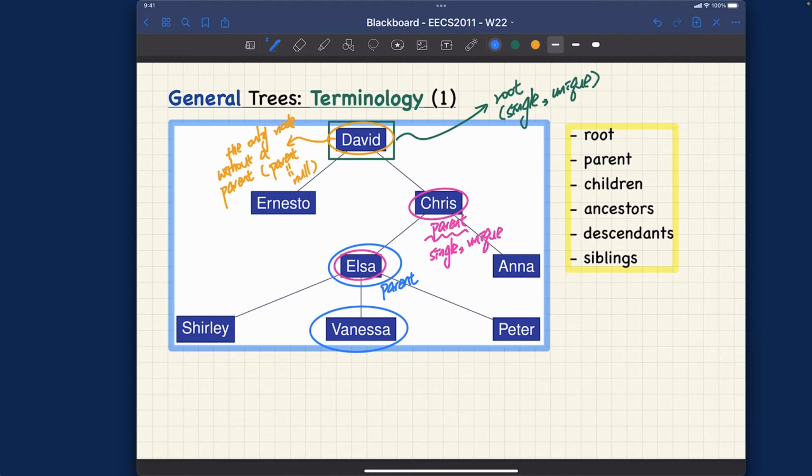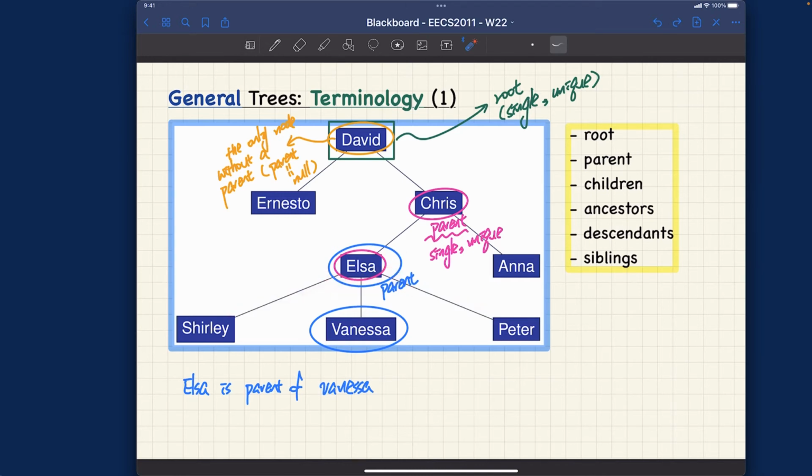Here, when we say Elsa is parent of Vanessa, of course, you can also say Elsa is the parent of Shirley, and Elsa is also the parent of Peter, because Elsa is immediately above these three nodes. And you can see exactly the line over here that suggests the immediately above notion.